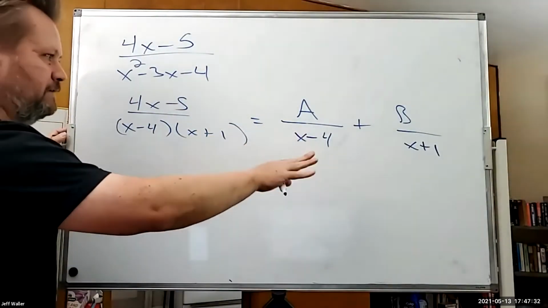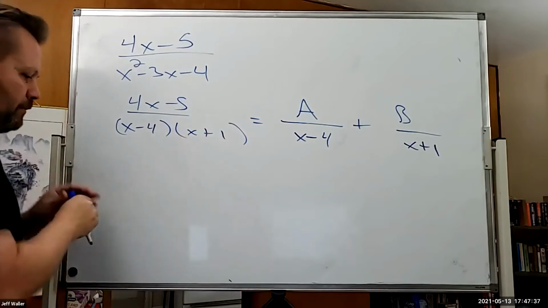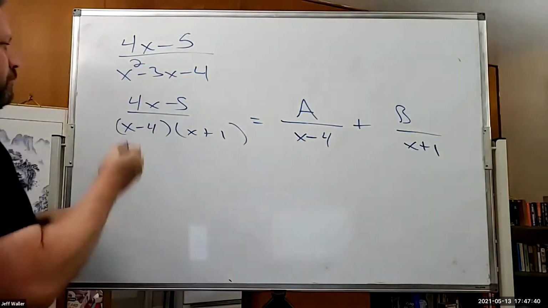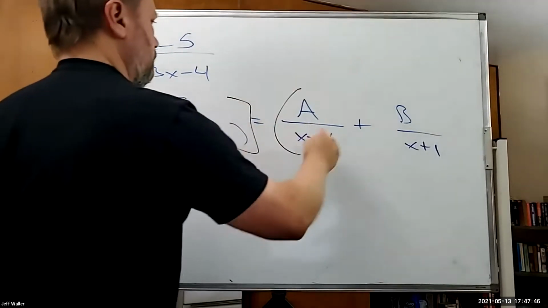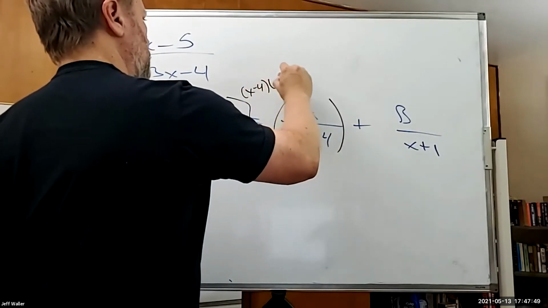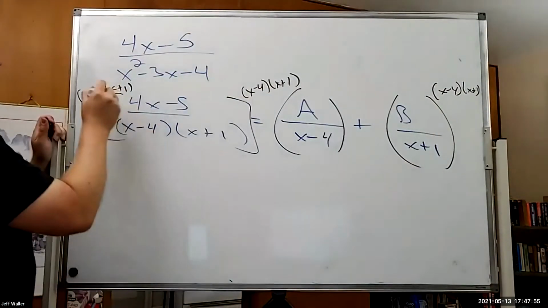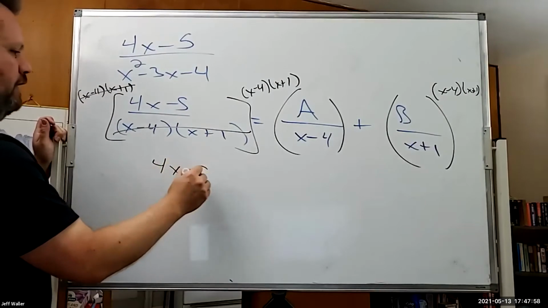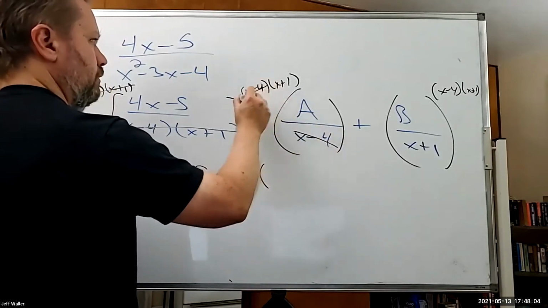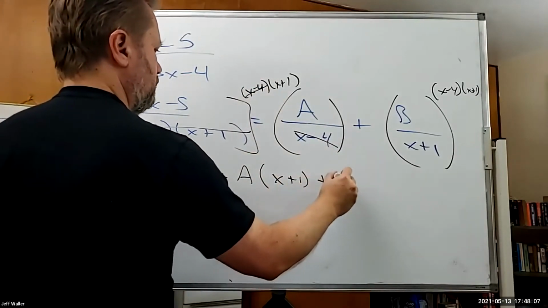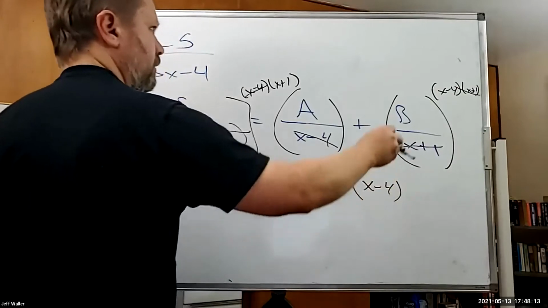So watch what I'm gonna do next. I'm gonna multiply both sides by these, and I'm gonna do this in more steps than I normally would. So I'm gonna multiply both sides by x minus 4, x plus 1. So then what happens here? I get 4x minus 5 equals a times x plus 1, plus b times x minus 4. Kind of did that a little too much.